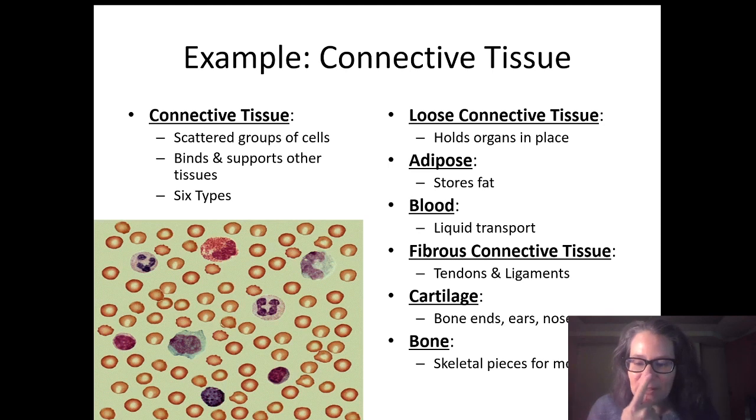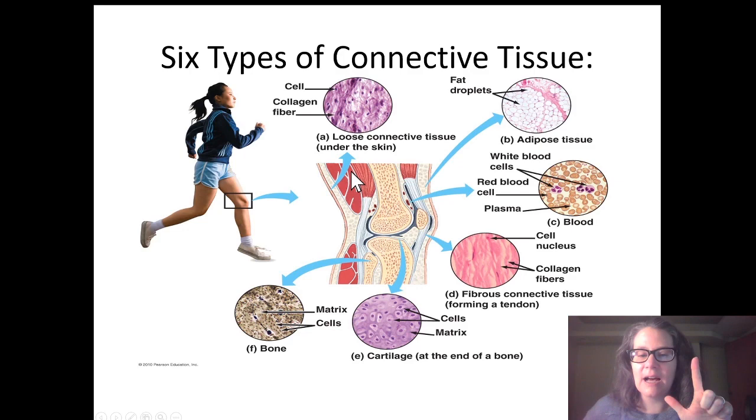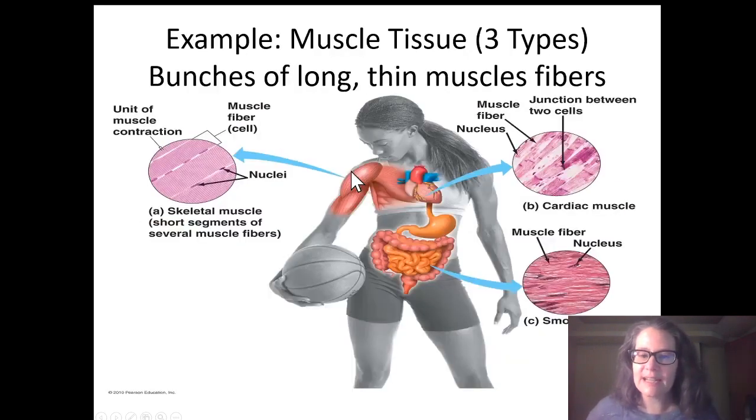Cartilage, on the tip of your nose and your ears, is a very flexible, supportive tissue. And bones, of course, are a part of this too. So if you feel your wrist, you can feel those hard parts as well. So we have epithelial tissue, connective tissue. Those are some pictures of your connective tissue.